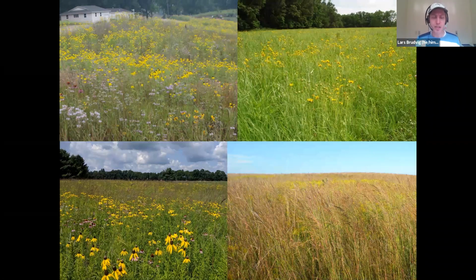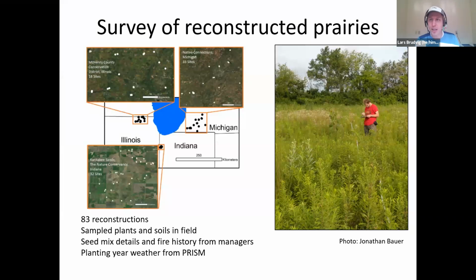So to get at some of these questions, we did a survey of 83 reconstructed prairies. These sites spanned 3 different states: southwestern Michigan, the Kankakee Sands Nature Conservancy site in northern Indiana, and McHenry County in Illinois. We visited each of these sites and we sampled plants and soils. Some of the results I'll show you are from a 1/10 hectare, 20 by 50 meter plot in the approximate middle of each site.